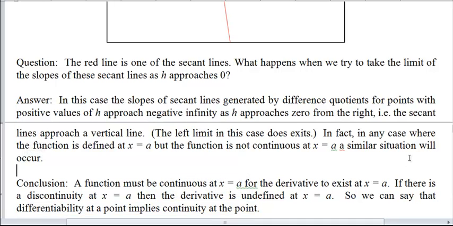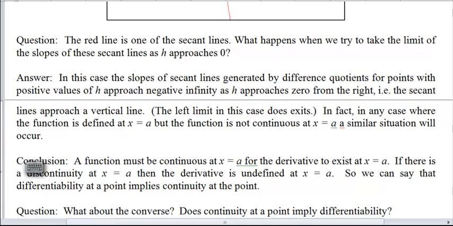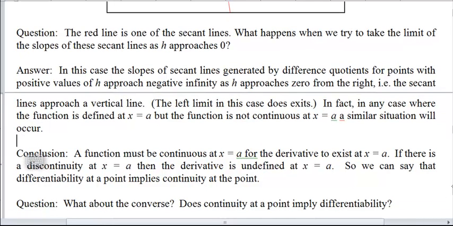Well, now then, what about the converse of that? Does continuity at a point imply differentiability? Maybe continuity and differentiability are the same concepts. We know that every time it's differentiable, it's continuous. What if every time it's continuous, it's differentiable? Is that true or is that not true? Let's look at an example.